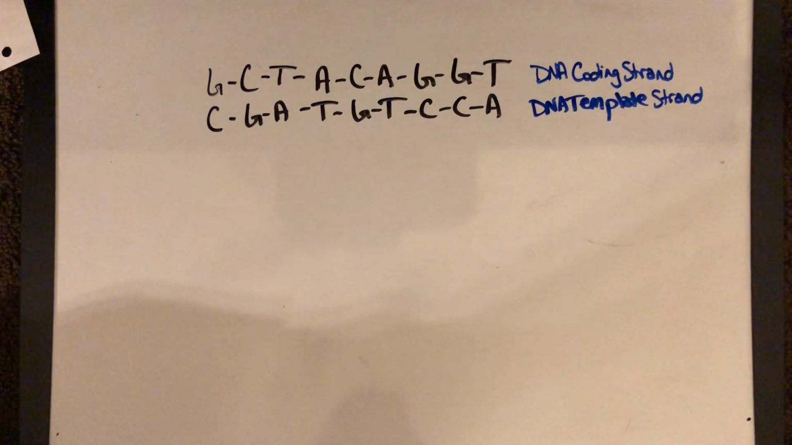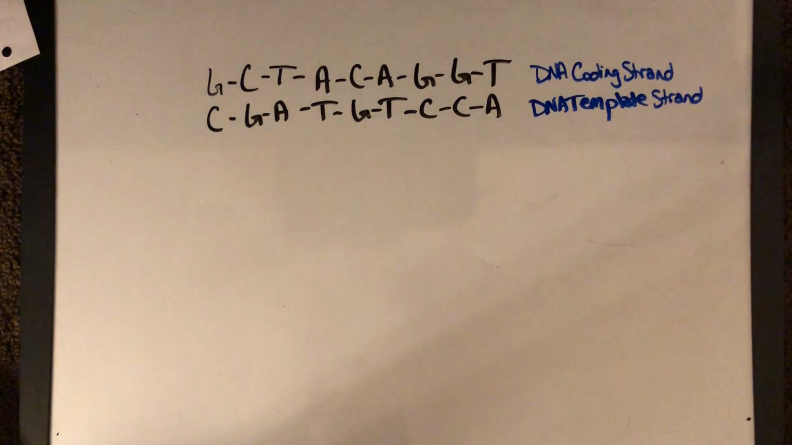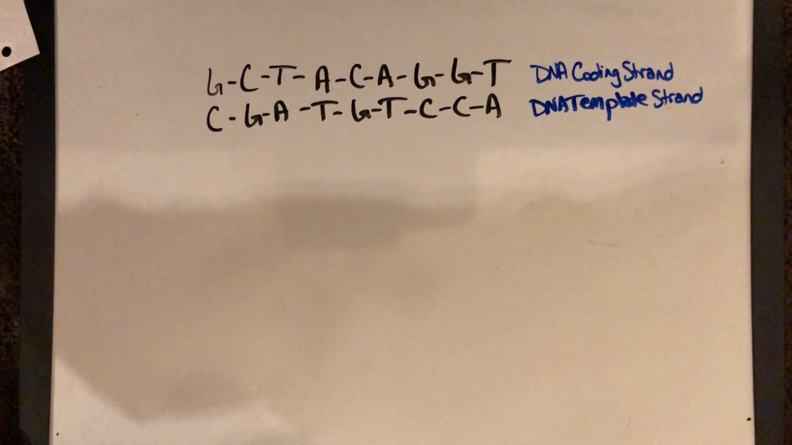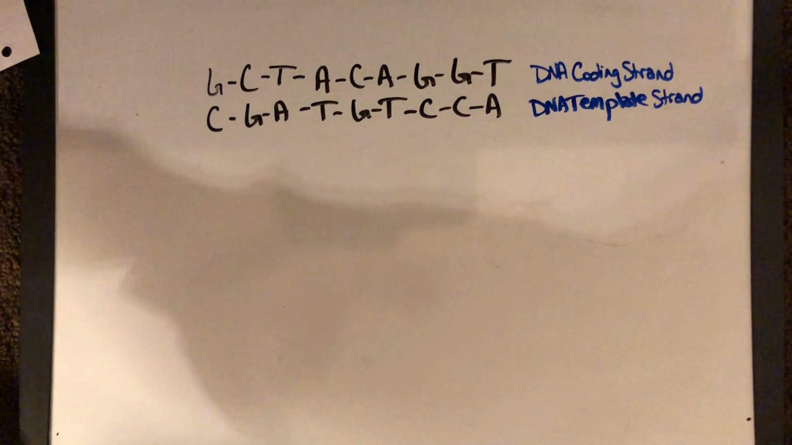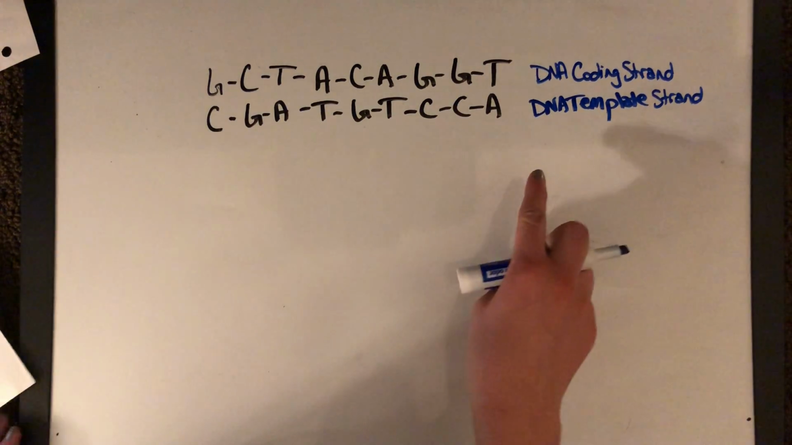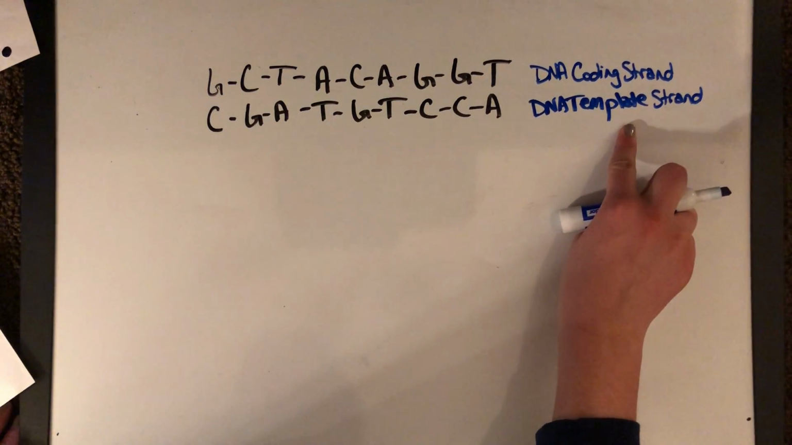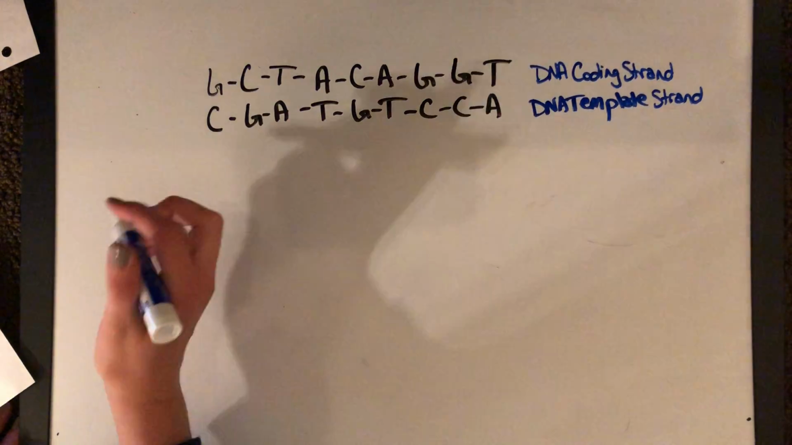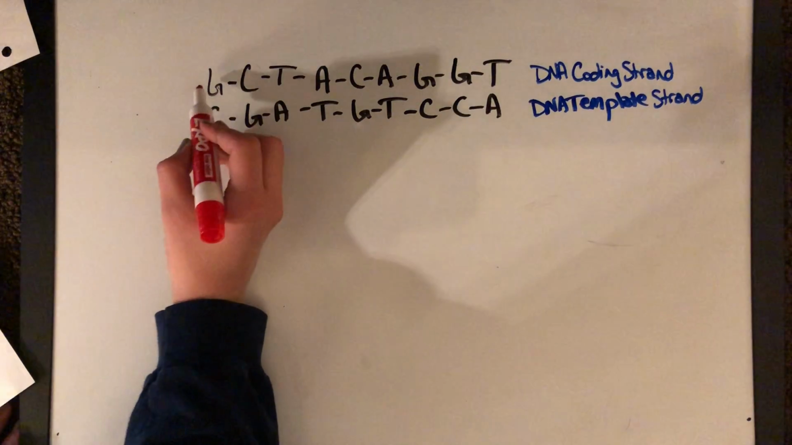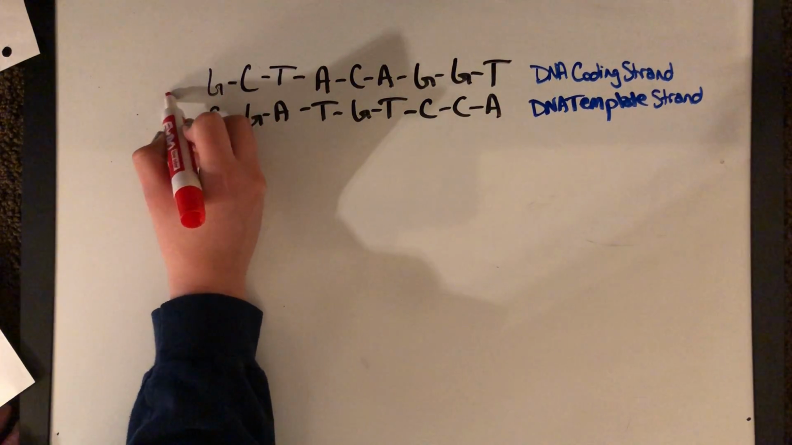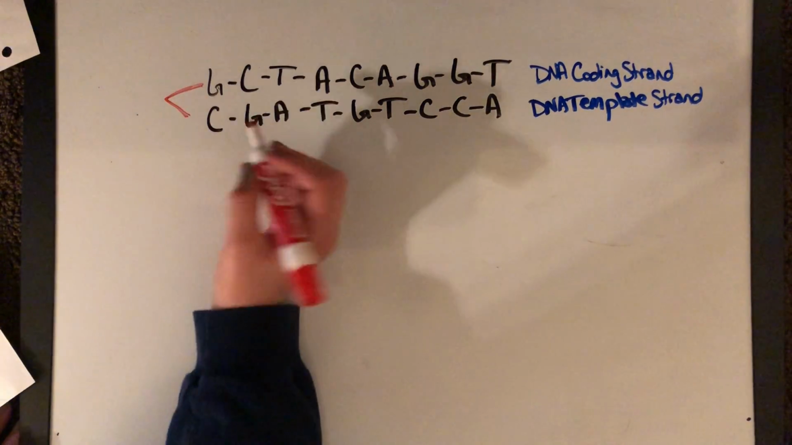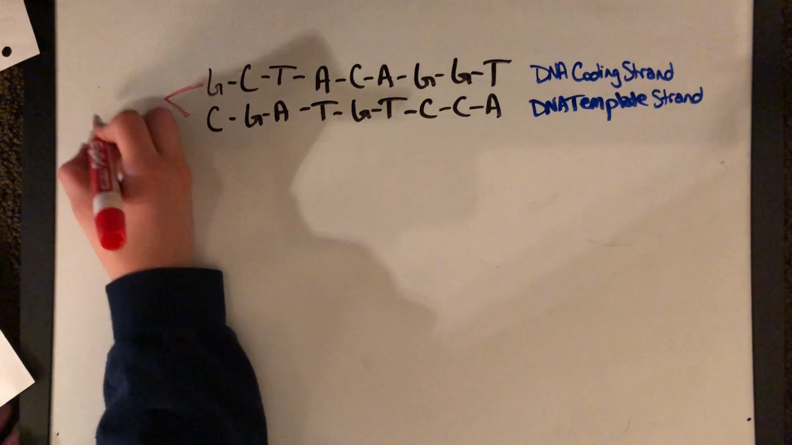If we want to, we could go in and do transcription. And then make RNA from this. So RNA will come from the DNA template strand. So, well, hold on, actually, let me write this out first. So to go from this strand to this strand of DNA is replication.